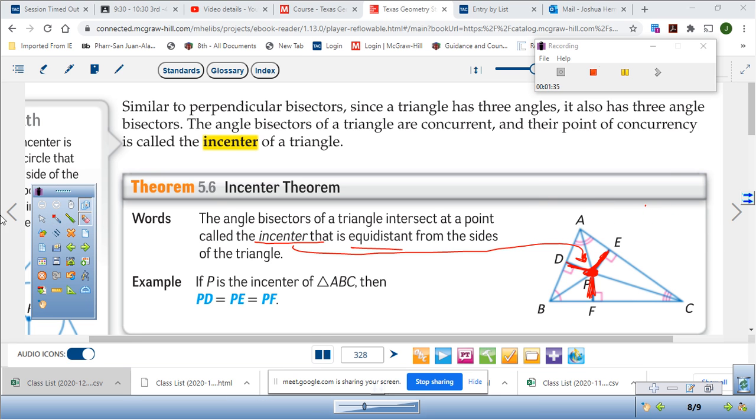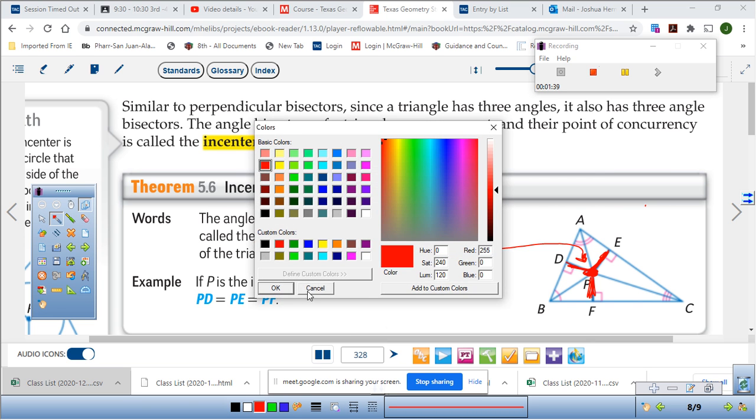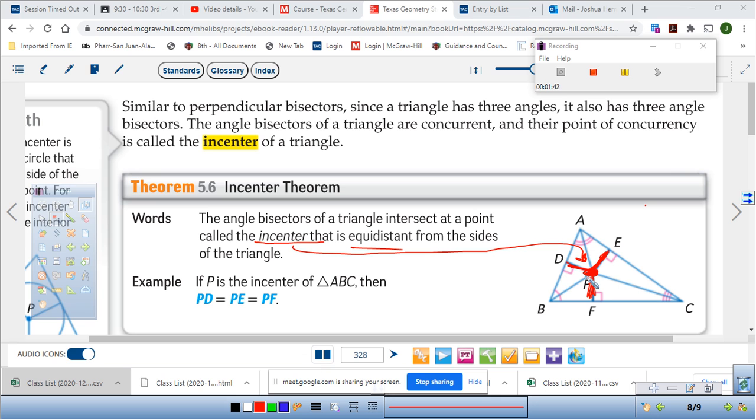When it came to the circumcenter, it talked about having equal distance to the vertices. Okay, if it was the circumcenter. It's incenter here now, equal distance to the sides of the triangle.